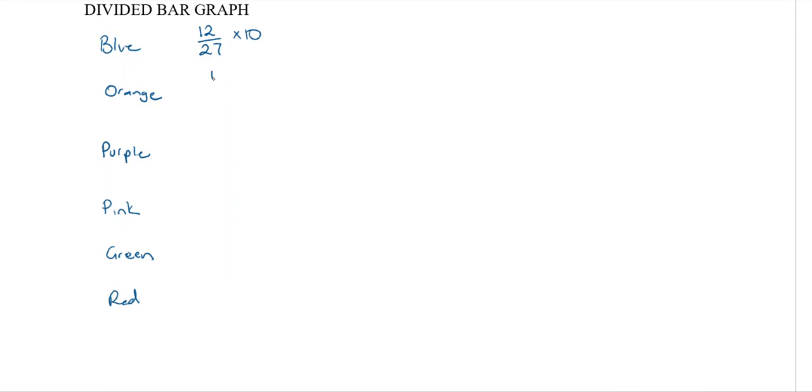So orange is going to be 1 out of 27 times 10. Hopefully, how much time? Oh, we're going to run out of time. We'll see how we go.